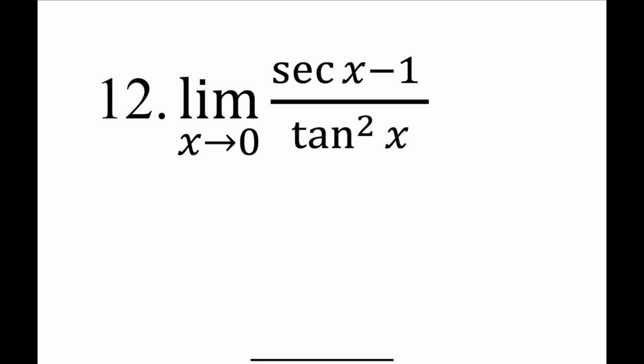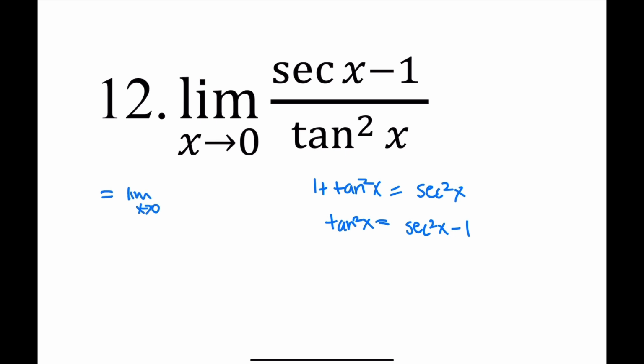Okay, here is number 12. So limit as x approaches 0 of secant x minus 1 all over tangent squared x. For this one, we're going to use a trig identity. So we have 1 plus tangent squared x equals secant squared x, right? So tangent squared x can be written as secant squared x minus 1, right? So we're going to rewrite this. So limit as x approaches 0 of secant x minus 1 all over secant squared x minus 1.